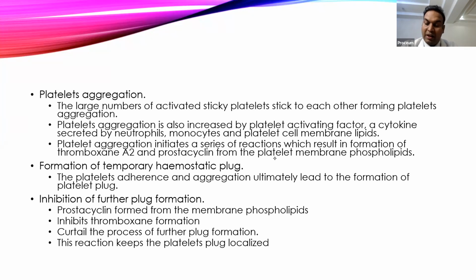And how can the platelet plug formation be inhibited? By release of prostacyclin, which is also released from the membrane of the platelet. Also by inhibition of thromboxane formation. Both of these cause a retraction of the platelet, that will keep the platelets at a localized level. So all this will limit the platelet plug formation to the site of the injury.